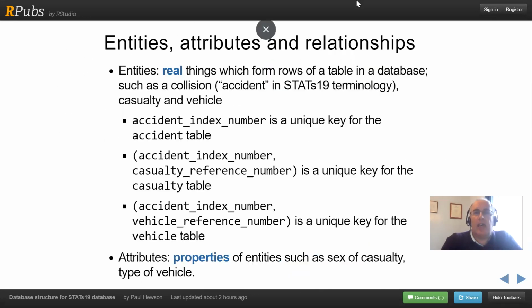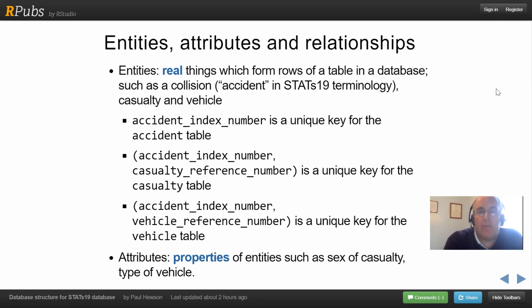So in that context, first piece of jargon to look at is the idea of entities, attributes, and relationships. The entities are real things that form rows of tables in a database. The tables are tables of real things. So one example is a collision. A collision is an event in which a person is injured. As it says there, STATS19 is using the outdated terminology accident.